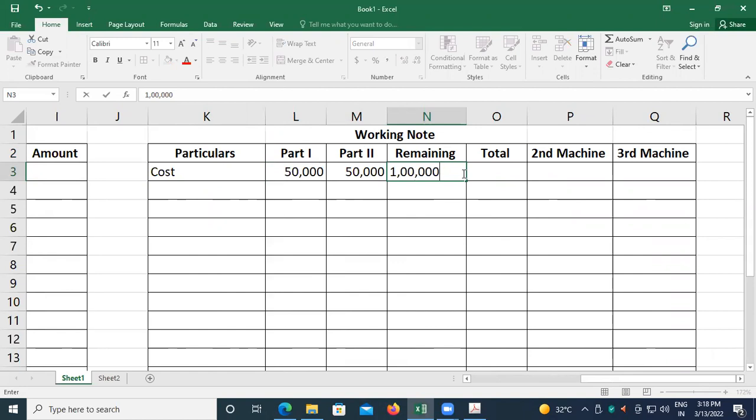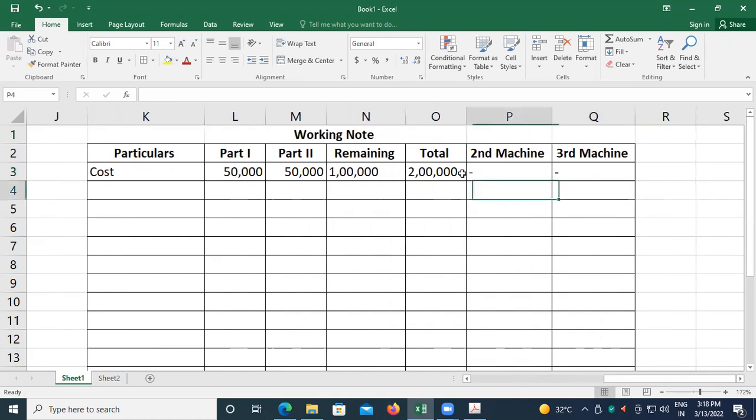Okay, so now if you take the total of this one, you must get how much? 2 lakh rupees. Okay, so let us write down here. Since we don't have a second machine, I will make it nil here. So total value of the asset is how much? 2 lakh rupees. So now what are we going to do here?